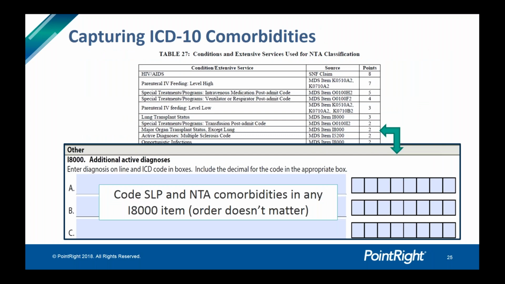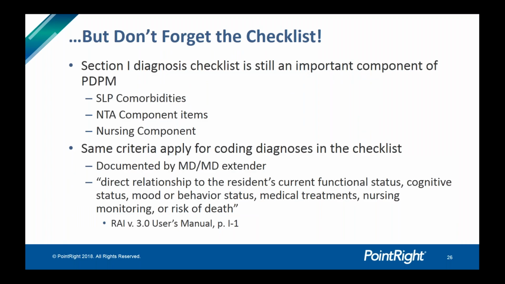Now, capturing these comorbidities for ICD-10 codes, you can code anywhere in I-8000, especially now that that first line, the primary diagnosis, has been freed up. It actually doesn't matter what order you code those in. They will be captured if you code the appropriate diagnosis in I-8000. But as I said, don't forget the checklist. It's really, really important to make sure that you're getting the good codes in I-8000. But if there is a checkbox item for a diagnosis, make sure you check it off. Those checklists are actually used, not just for PDPM, they're also used in quality measures, for example. You want to make sure you check those items.